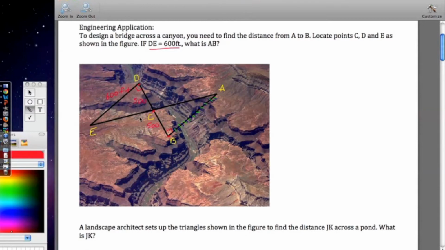Now, we found these figures to the end that we can see certain relationships develop. Let's look here. I have triangle EDC and triangle ABC, and what I'm going to try to do is show that these are congruent. Well, let's look. We know that DC is congruent to CB, right? Because they're both 500.